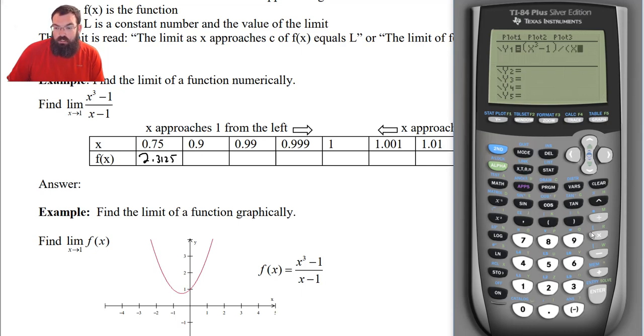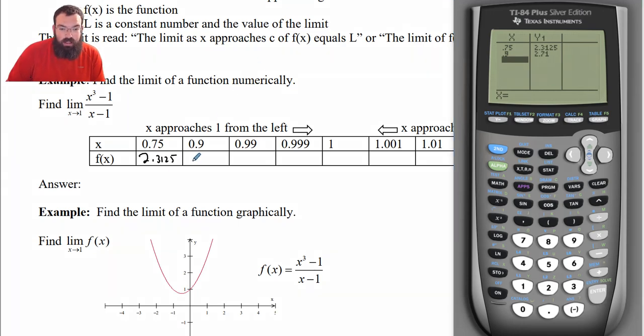Okay, x minus 1. So if I do that, and I go to my table, actually I'm not going to go to my table, I'm going to go to my table set. I'm going to turn this independent variable into Ask. This is the easier way to do it. And then go to my table, second table. I'm going to ask it what 0.75 is. Hit enter. I'm going to ask it what 0.9 is, and so on.